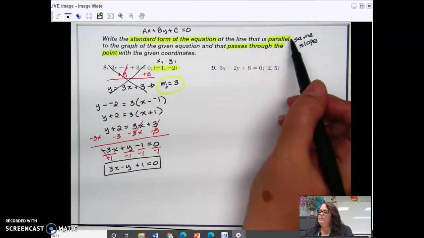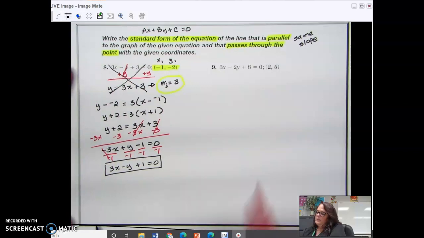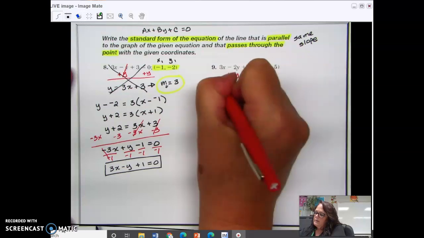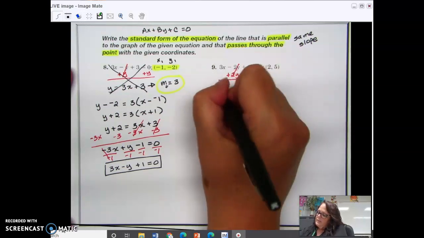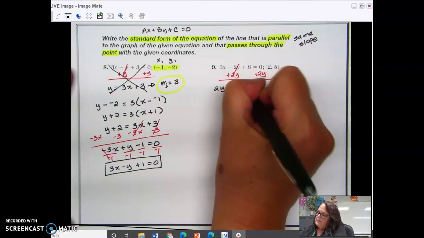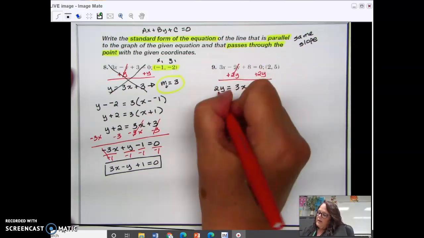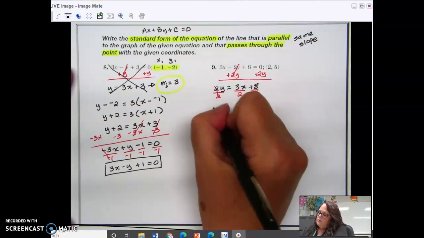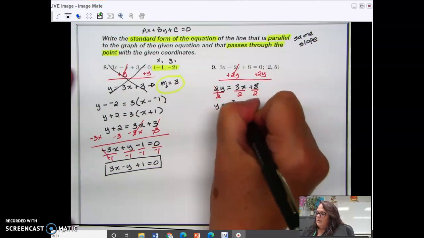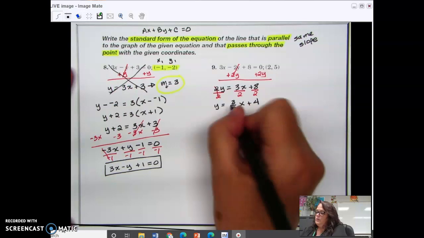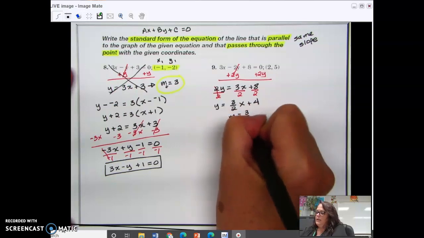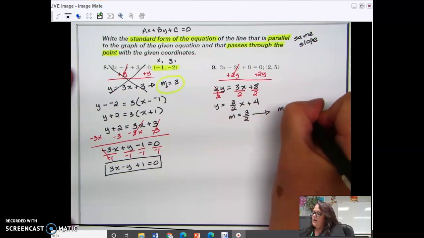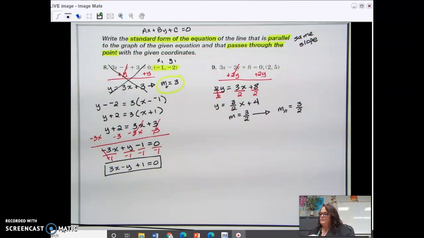All right, so again, we want to be parallel to this line. So I'm going to start solving this for y. If I add 2y to both sides, these cancel, and I get 2y is equal to 3x plus 8. And then I can divide everything through by 2, and we get y is equal to 3/2 x plus 4. So that tells me the slope of this line is 3/2. And that also tells me that the slope of my new line is going to be 3/2 because we want to be parallel, which means that we have the same slope.